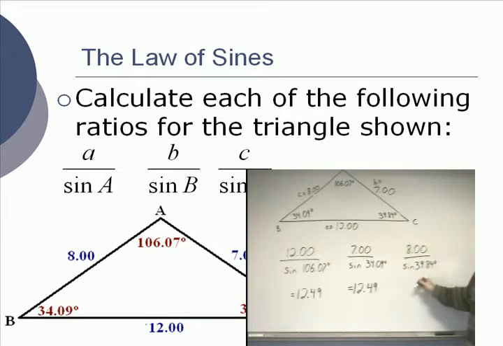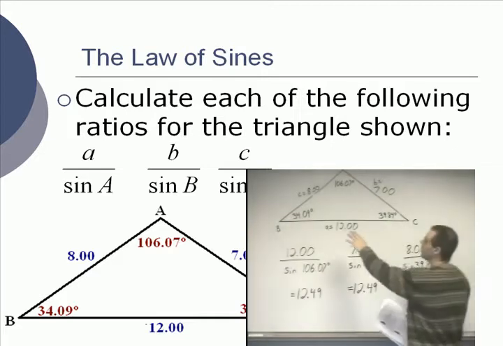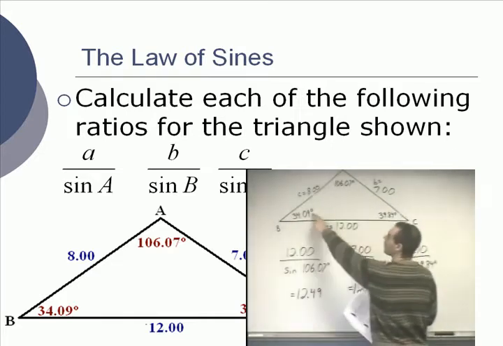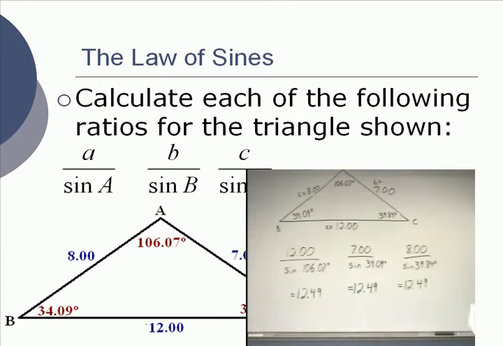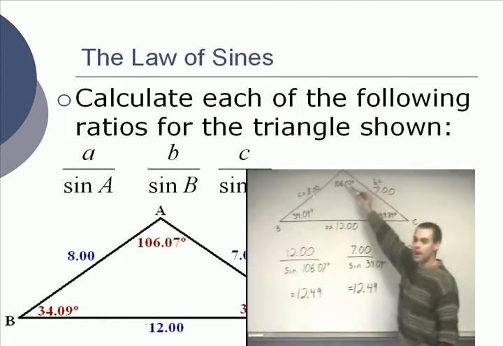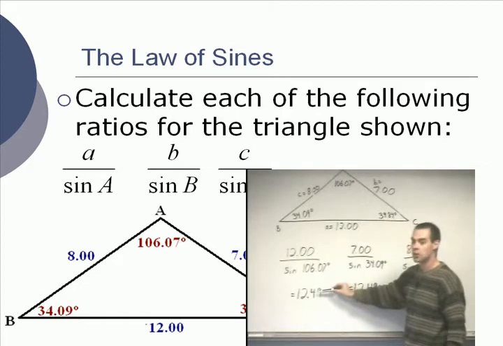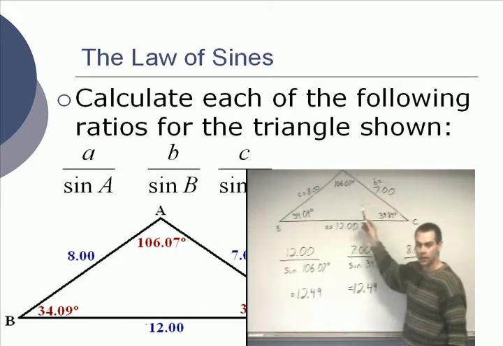And everybody else, 12.49. As it turns out, the full proof of why that works is in your text. We won't take the time to do that. But the important thing is that the sine of any angle is always going to have the same ratio to the opposite side, regardless of which angle you're talking about. Now, what that means is, as long as you know any side length opposite some angle, you can determine what that ratio is, and then you can find all the other ones.